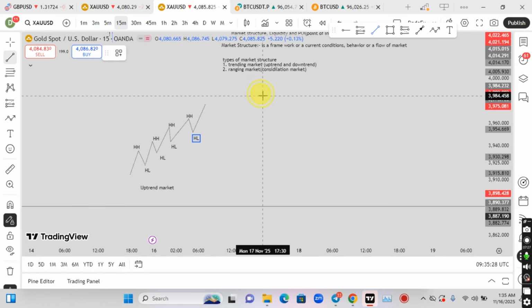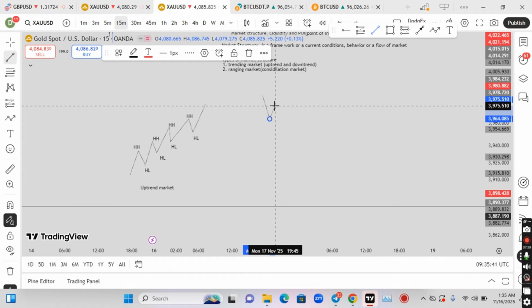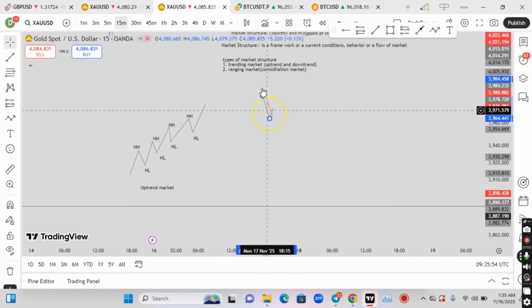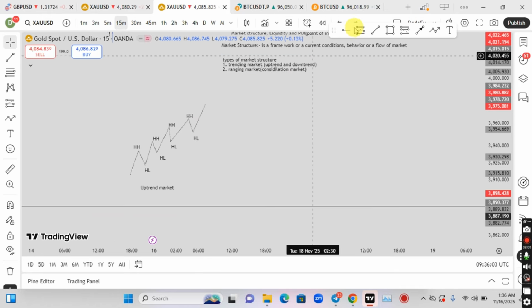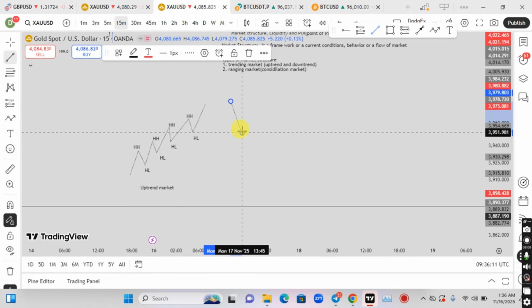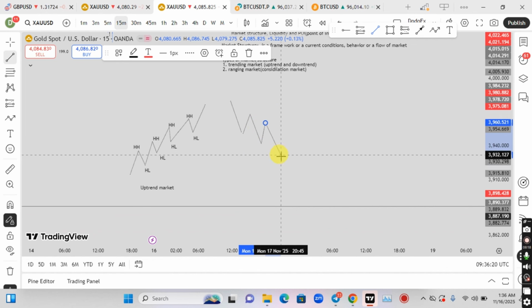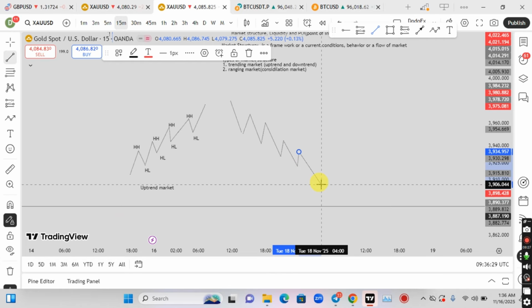While a downtrend market is when market is creating a series of lower highs and lower lows: lower low, lower high, lower low, lower high, lower low, lower high, lower low, lower high, and then lower low.